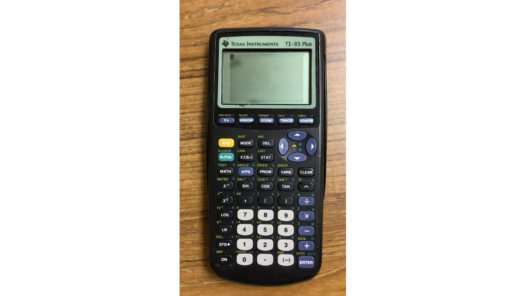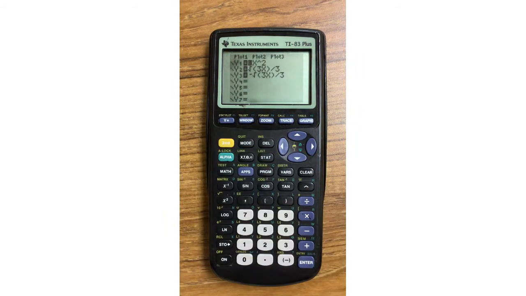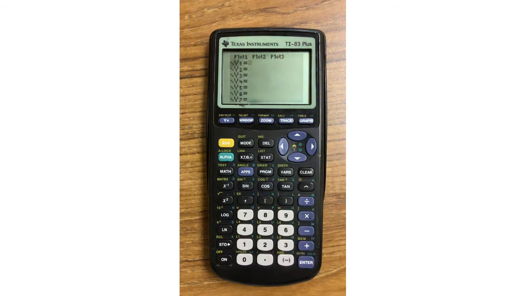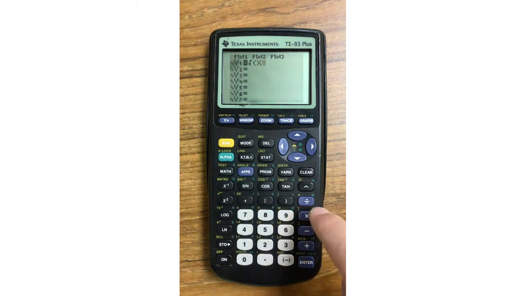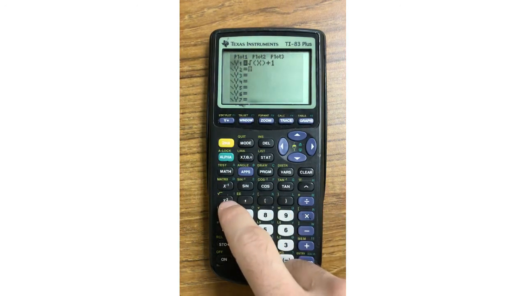All right, for numbers 3, 4, 5, and 6, we're going to go ahead and graph all these on the same plot. So first thing I'm going to do is click y equals. I'm going to clear out anything that's already in there. I'm going to read my directions, and my directions say graph each function using your graphing calculator. Take a picture of each. All right, so my first one is going to be the square root of x plus 1. Making sure that when I use the square root symbol I close it.